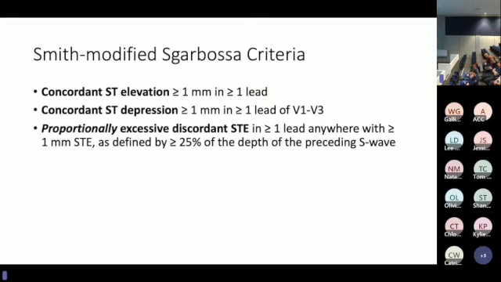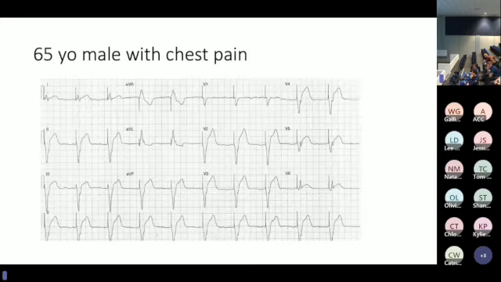Any concordant depression in V1 to V3 of more than 1 millimetre, and what we call proportionally excessive discordant ST elevation, which is defined as 25% of the preceding S wave. I think in V2 and V3, it looks like more than 25% to me. If you just count the big boxes, it's 3 big boxes down and 1 big box up. Very medical technical terminology there. So that patient would be considered to have a STEMI and be appropriate for cath lab activation.